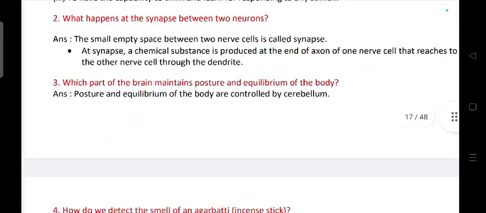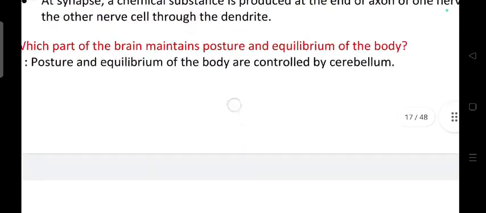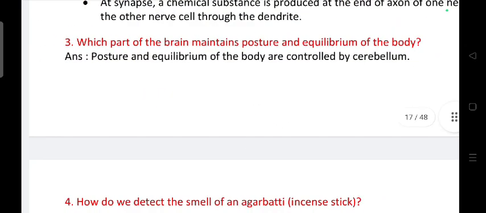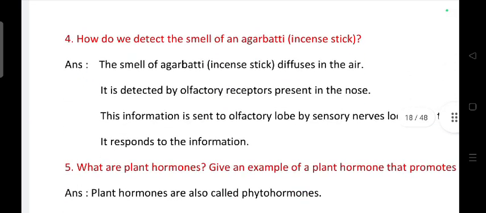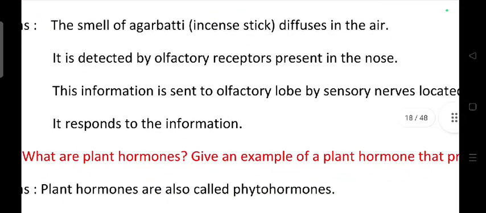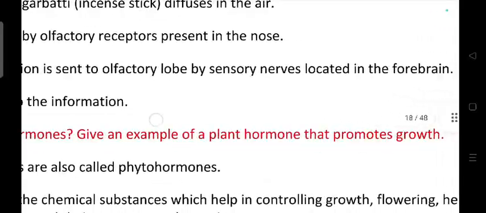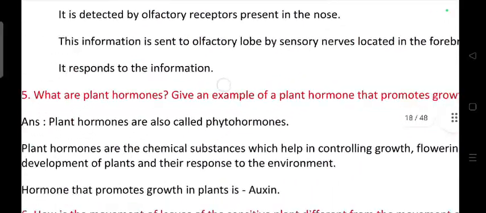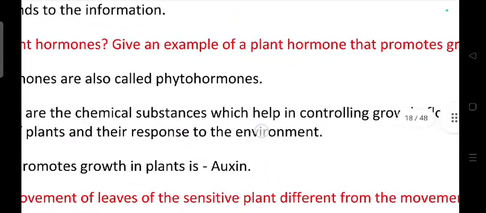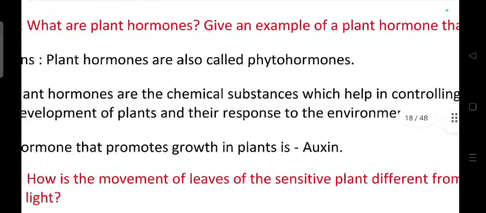Next, which part of the brain maintains the posture and equilibrium of the body? So that is controlled by cerebellum. Next question they may ask, how do we detect the smell of an agarbatti? So this is the answer. Copy down. Next, what are plant hormones? Give an example of plant hormone that promotes the growth.